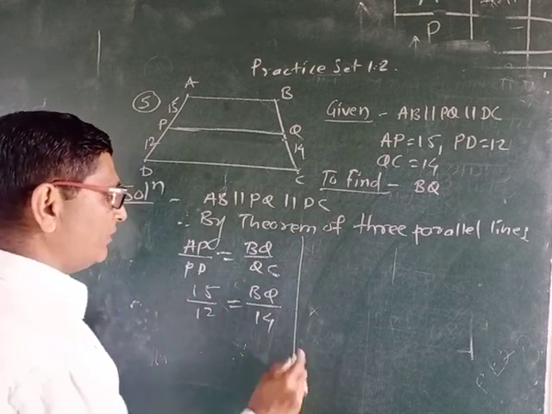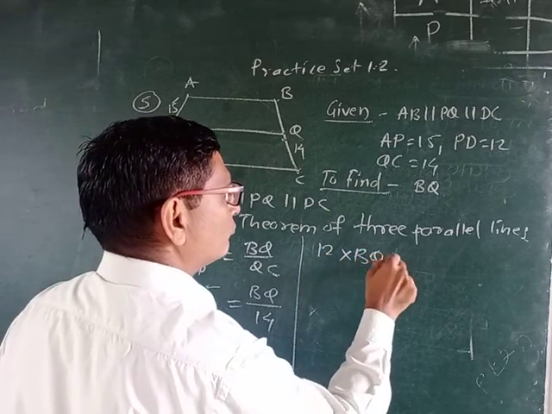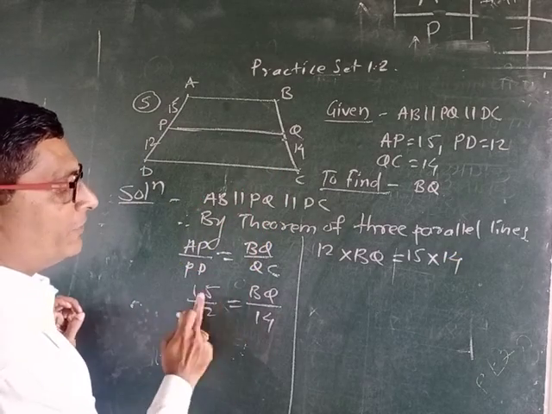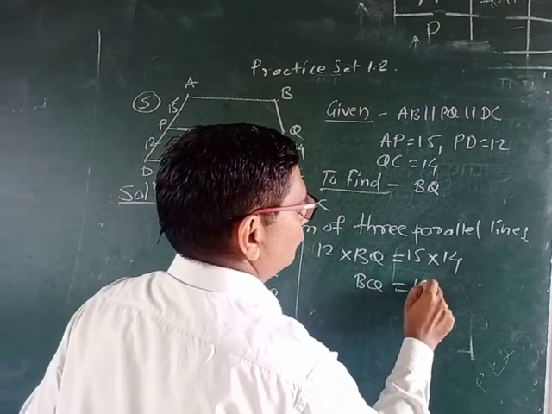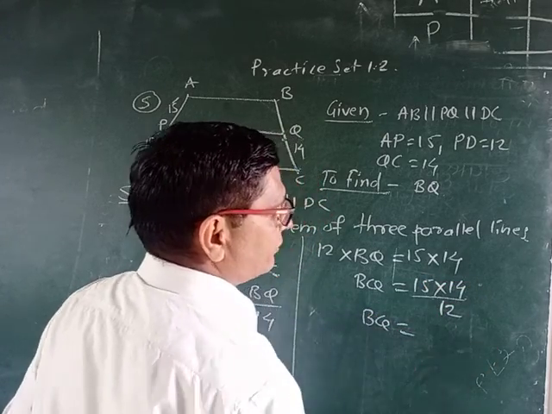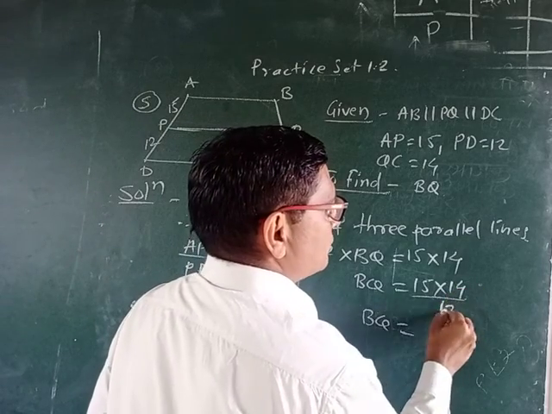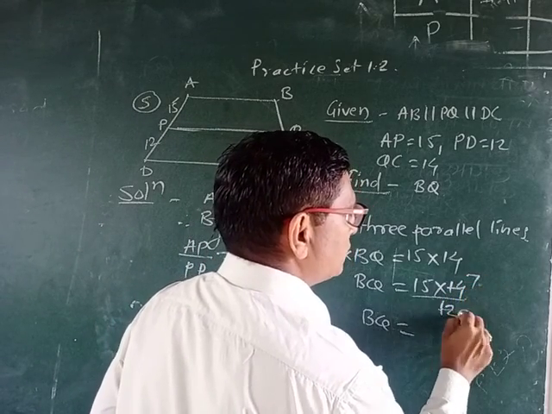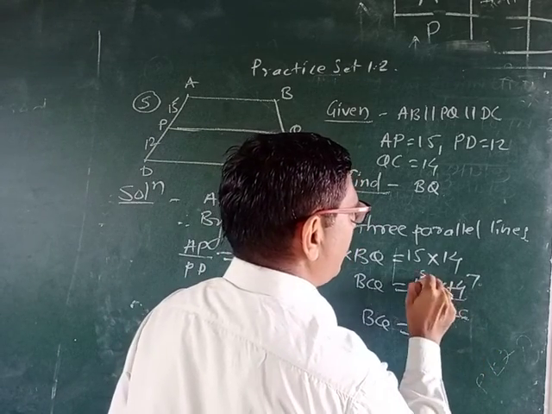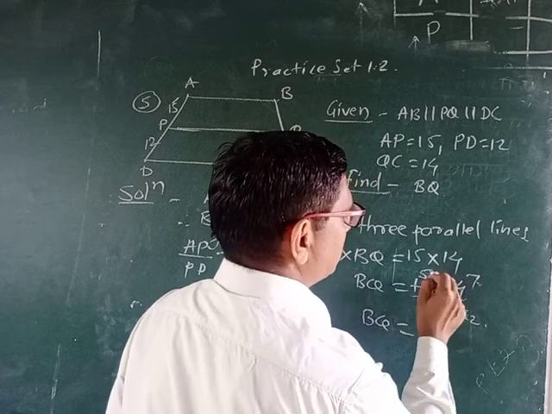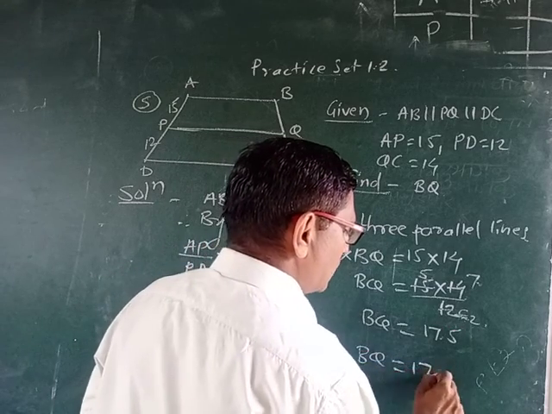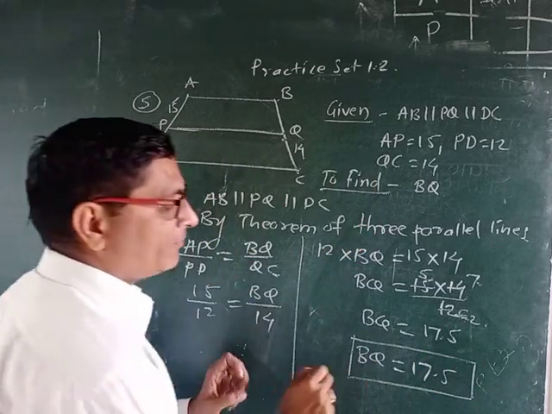By cross multiplication, we will write 12 into BQ is equal to 15 into 14. BQ is equal to 15 into 14 upon 12. Here we will simplify. These two terms will be divided by 2: 2 7s are 14, 2 6s are 12. These two terms will be divided by 3: 3 5s are 15 and 3 2s are 6. Here 7 5s are 35 upon 2, that means 17.5. BQ is equal to 17.5.